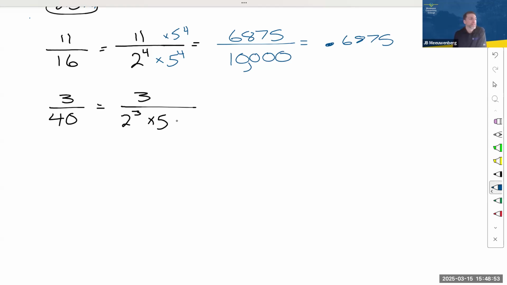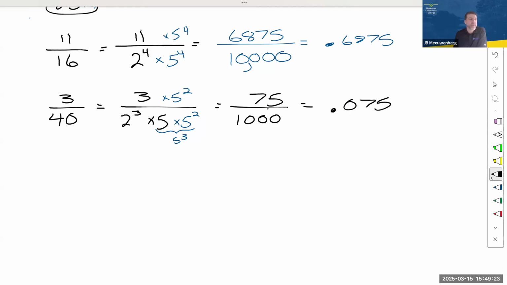So if we multiply this by 2 more 5s on top and bottom, then we'll have 3 5s on bottom, 3 2s on bottom, which will give us 1,000, remember 3 zeros. And then on the top, we will have 75. 3 times 25 is 75. As a decimal, then, that is 0.075, 75 thousandths.